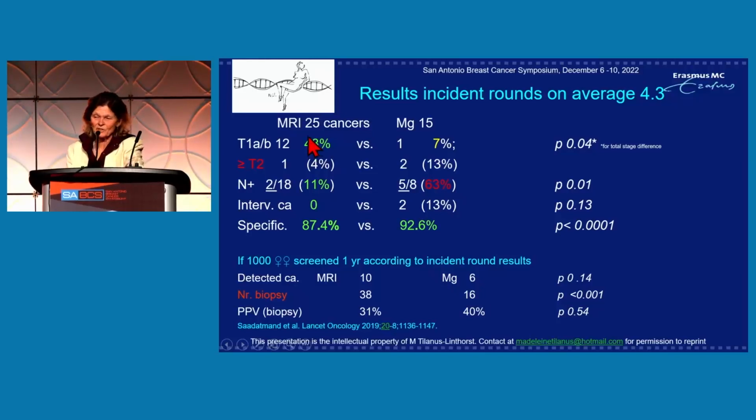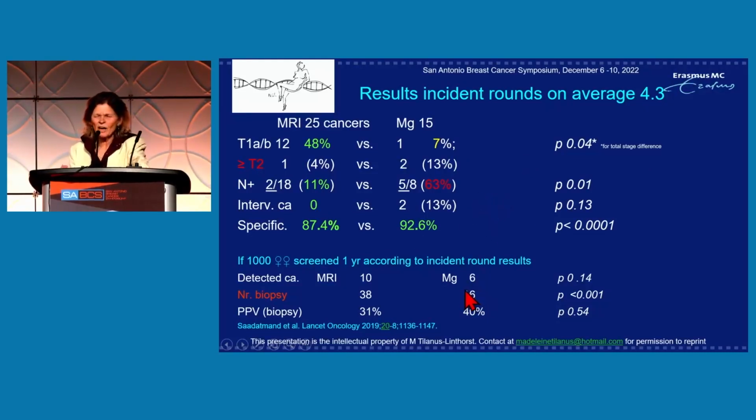50% of the cancers with MRI were smaller than 1 centimeter, only one with mammography. Large cancers, lower number and far lower percentage. Node positive was significantly different, only 2 out of 18 versus 5 out of 8. No interval cancers in the incident rounds with MRI. Specificity remained significantly lower with MRI than with mammography. However, nearly 88% is maybe quite acceptable for this age group.